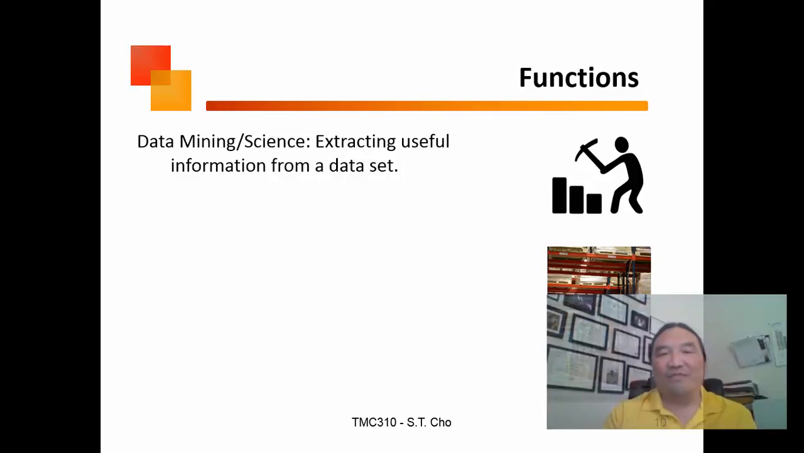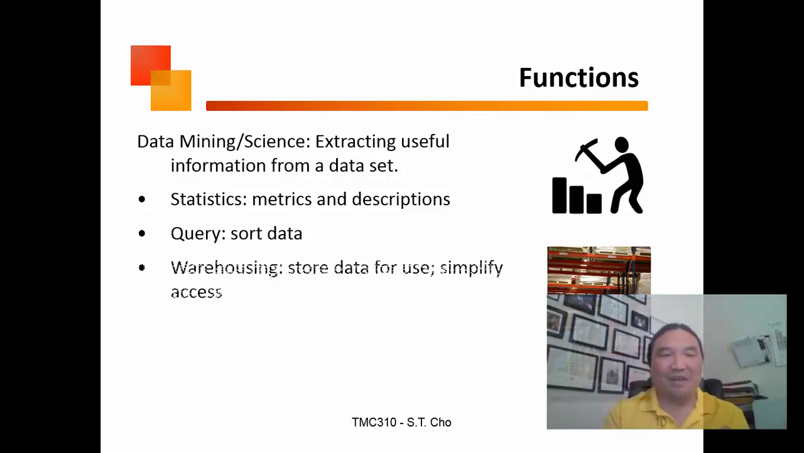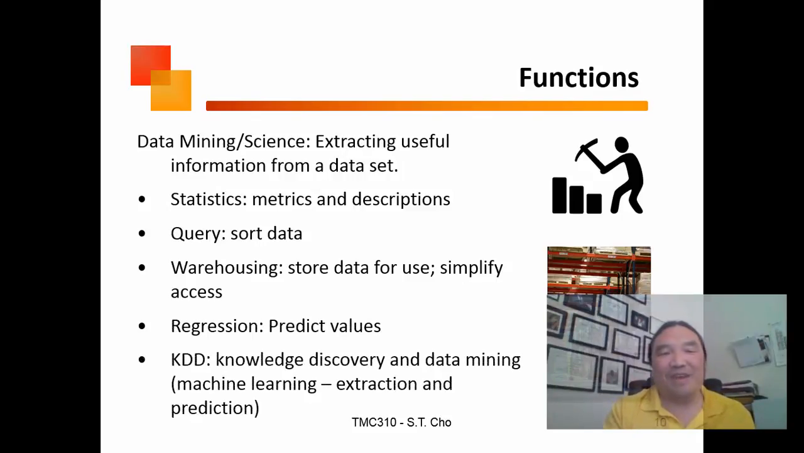In terms of what functions this all provides in terms of data, mining means we're extracting good data. So we use statistics. We use querying, meaning I have this big amount of data, and I have to be able to put in queries to figure out what it is that I want. Basically, it's like Google. Ask. Warehousing: where are you going to put all this stuff? Regression is about predicting values. And KDD, which is knowledge discovery and data mining.